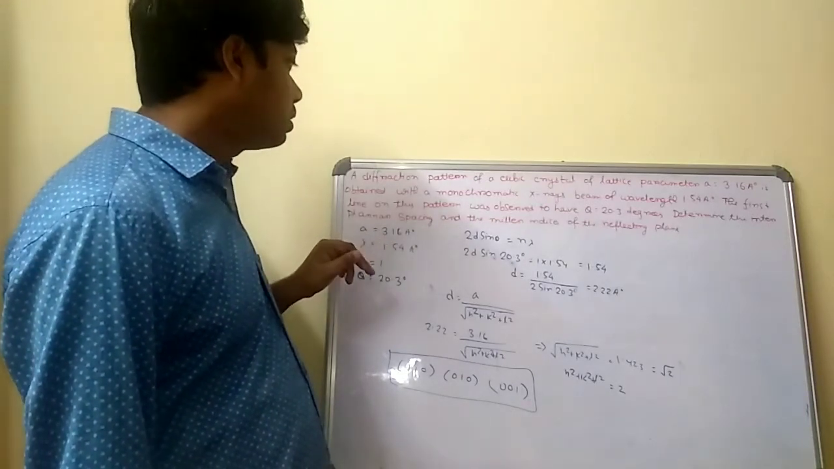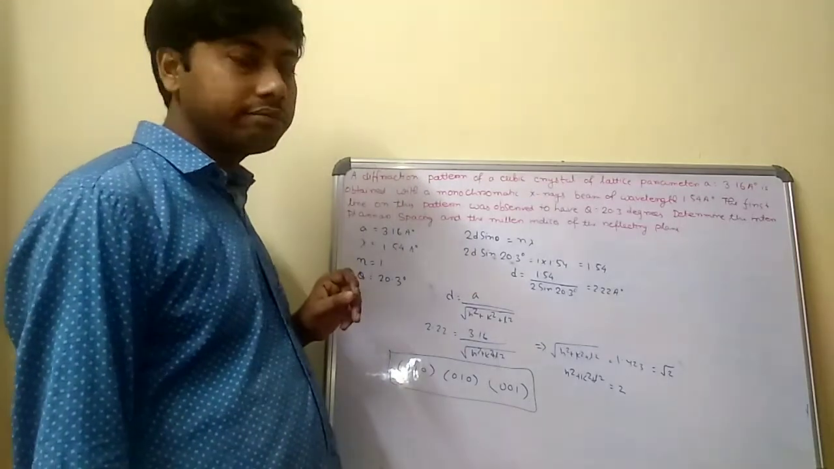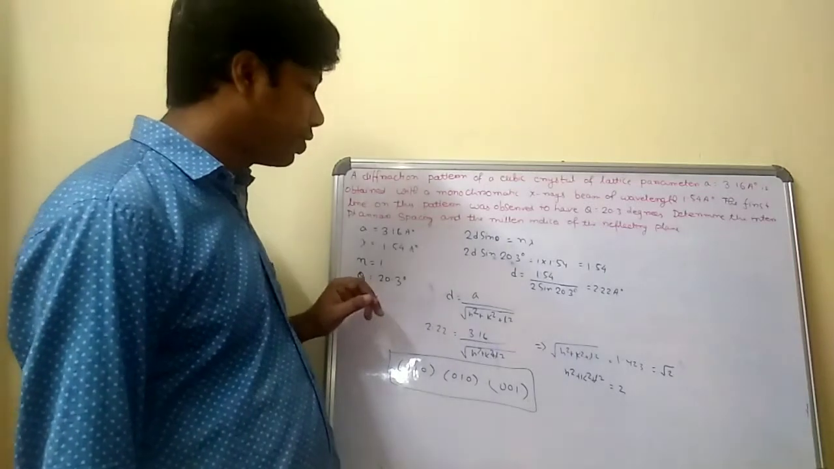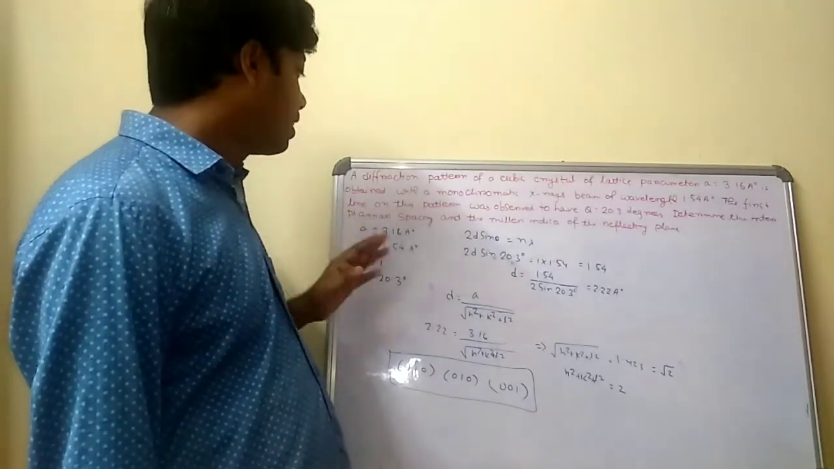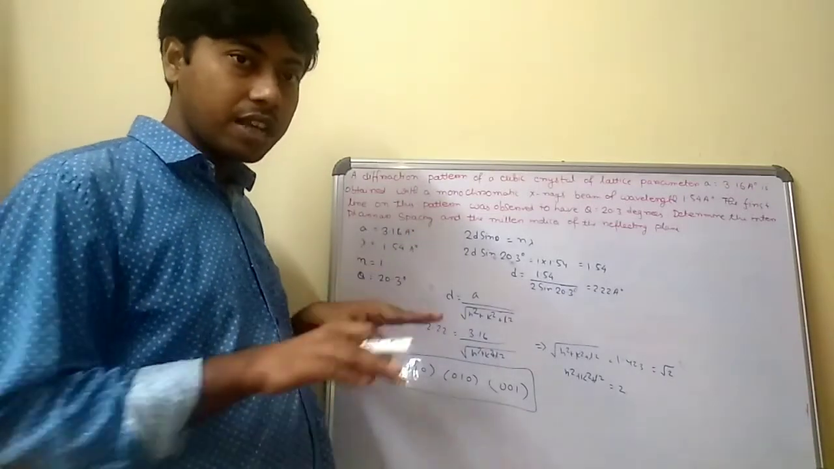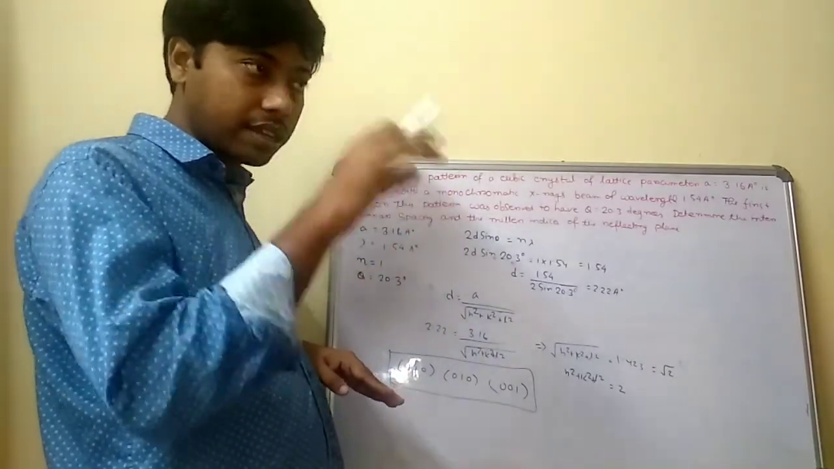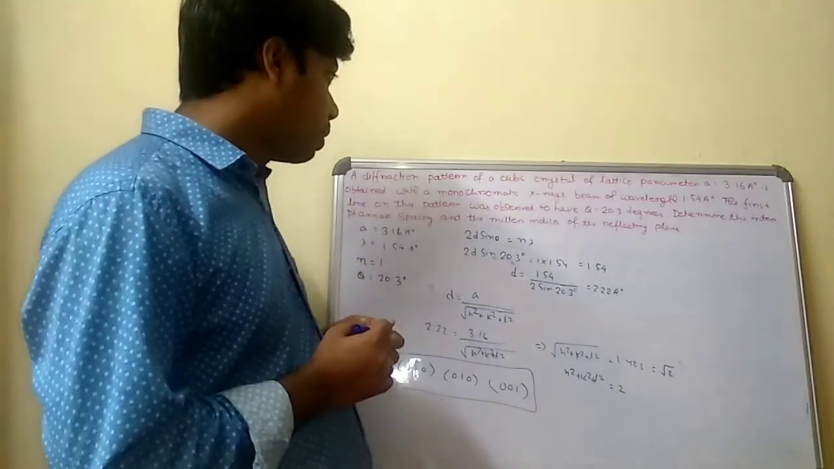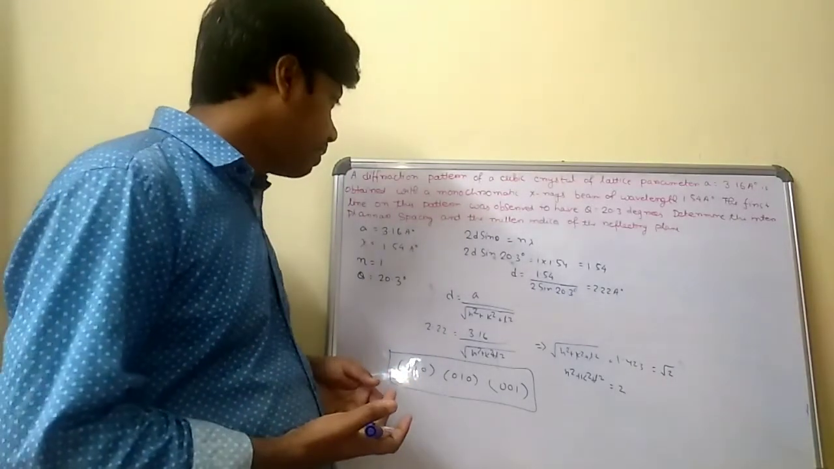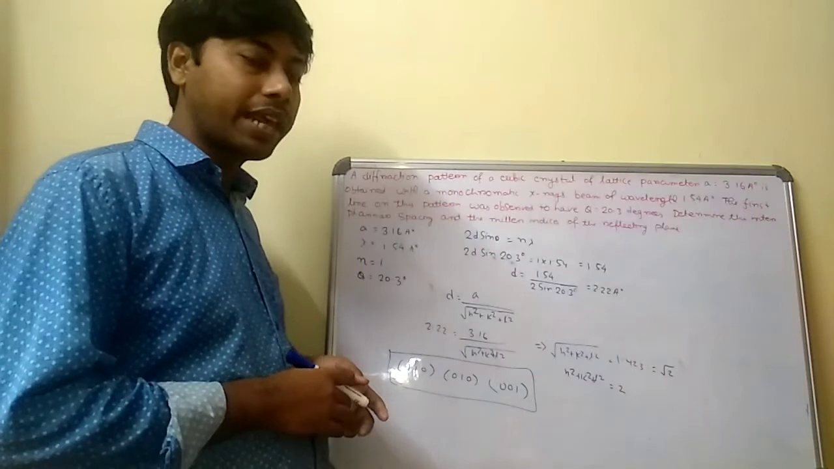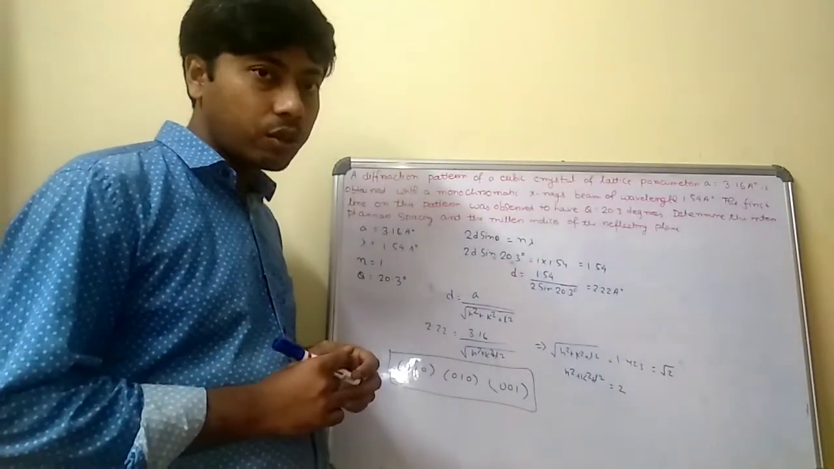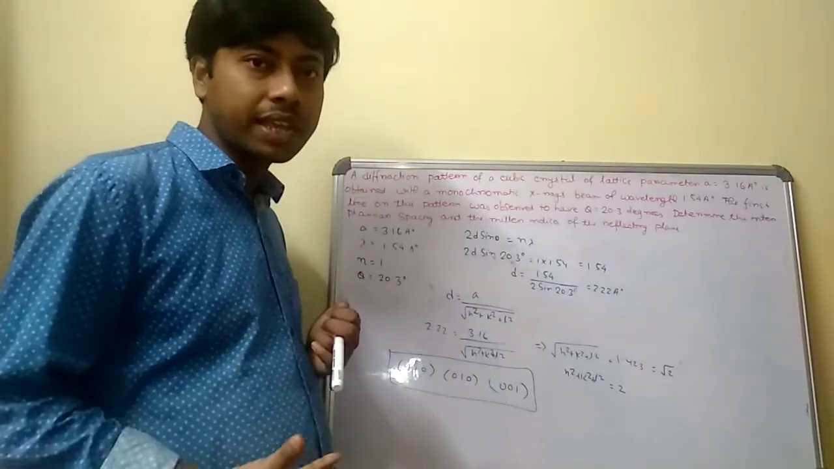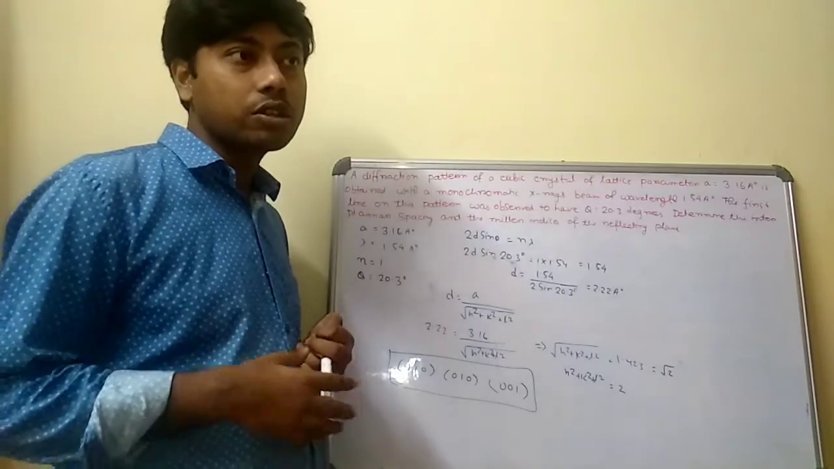The first line on this pattern was observed to have theta equal to 20.3 degrees. So theta is 20.3 degrees, and the first line means the first plane where the X-rays interact, so n is equal to 1. You have to calculate the interplanar spacing and the Miller indices of the reflecting plane. Now, as you know from Bragg's law, 2d sin theta is equal to n lambda, and that is basically used to determine the crystal structure in crystallography.